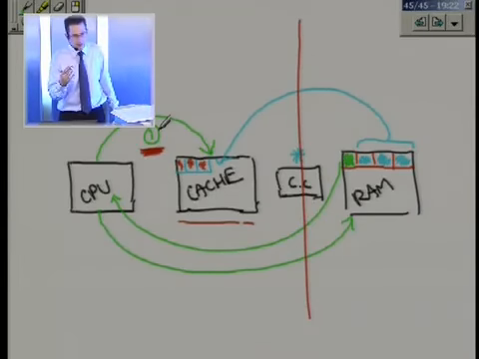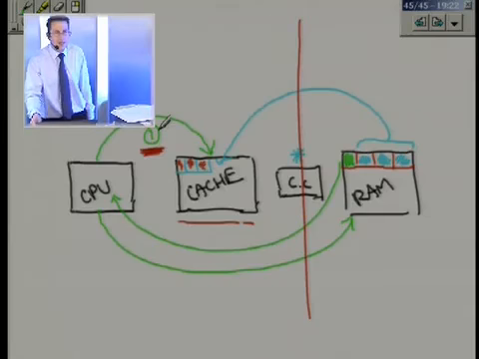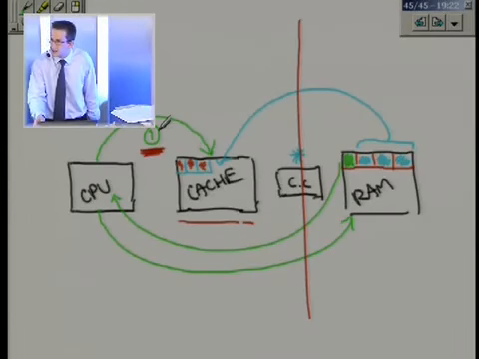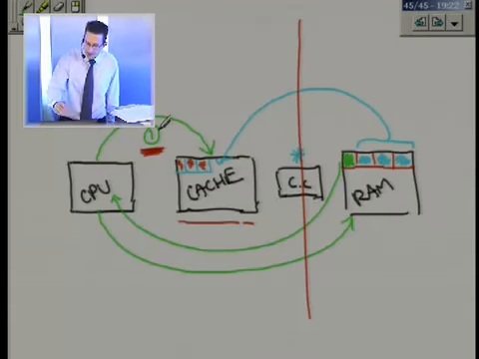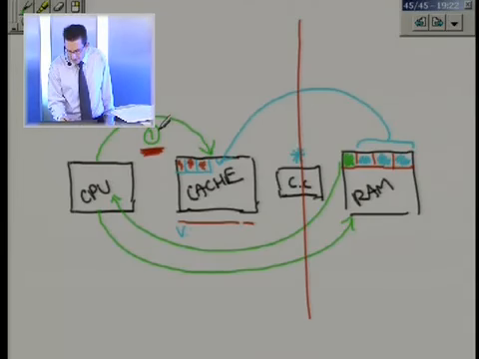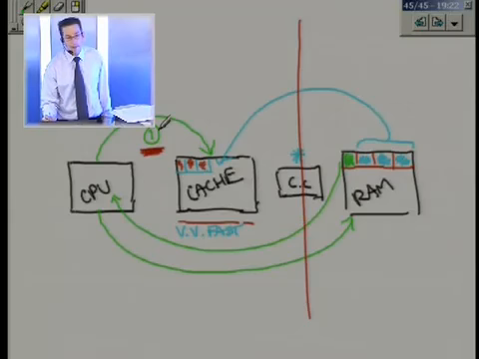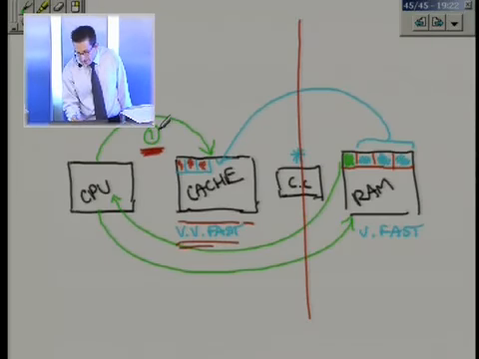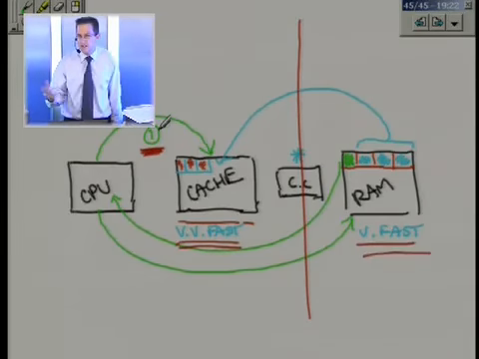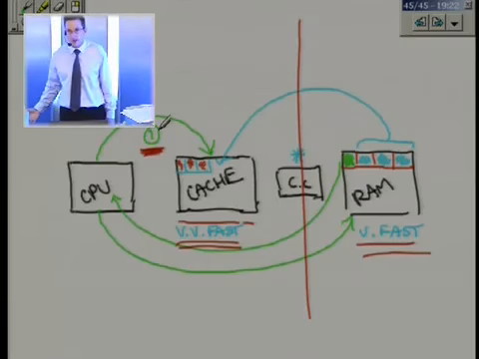Now, I'm guessing a few of you are thinking, well, okay, it's all well and good, but why? Why not just go to RAM? And there's a very simple reason for this. Because cache is very, very fast. Much faster than RAM. RAM is still fast, but it's not quite as fast. So we'll just put very fast. Cache, very, very fast. RAM, just very fast. If you compare it to a hard drive, it's very fast. But compared to cache, nowhere near as fast.